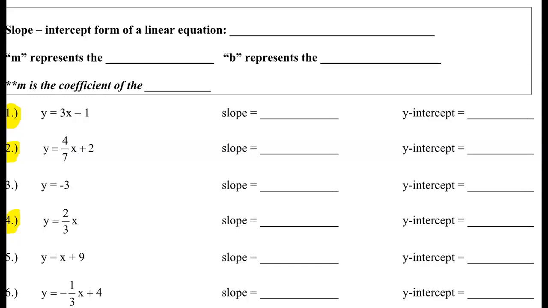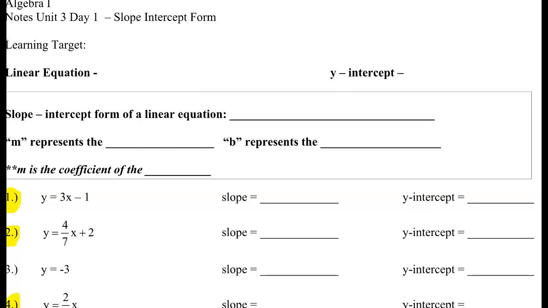Okay, up here at the top, it talks about slope-intercept form of a linear equation, and basically we are just going to write the general format and the way that you'll probably hear it referenced throughout high school. Y equals mx plus b, where the m stands for something specific and the b stands for something specific. So let's talk about what those mean.